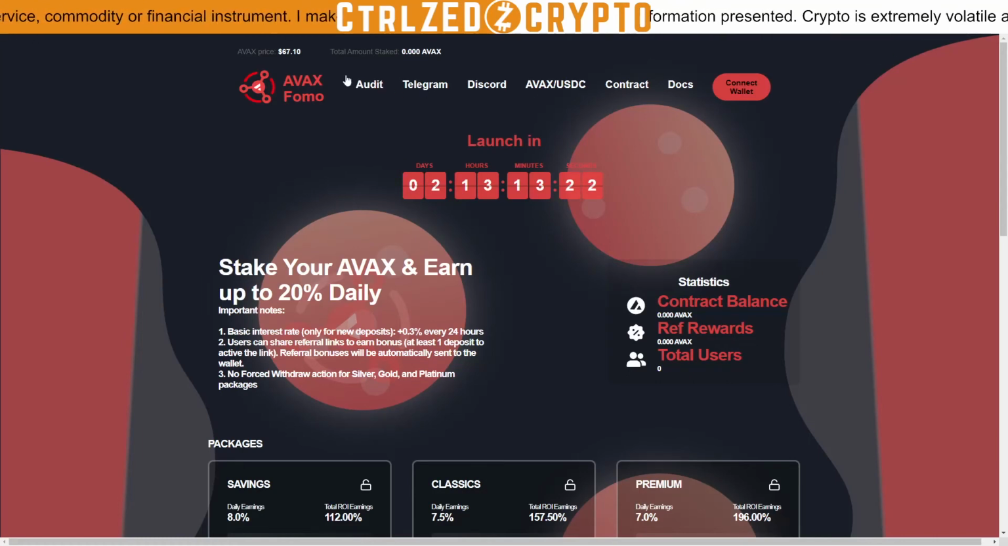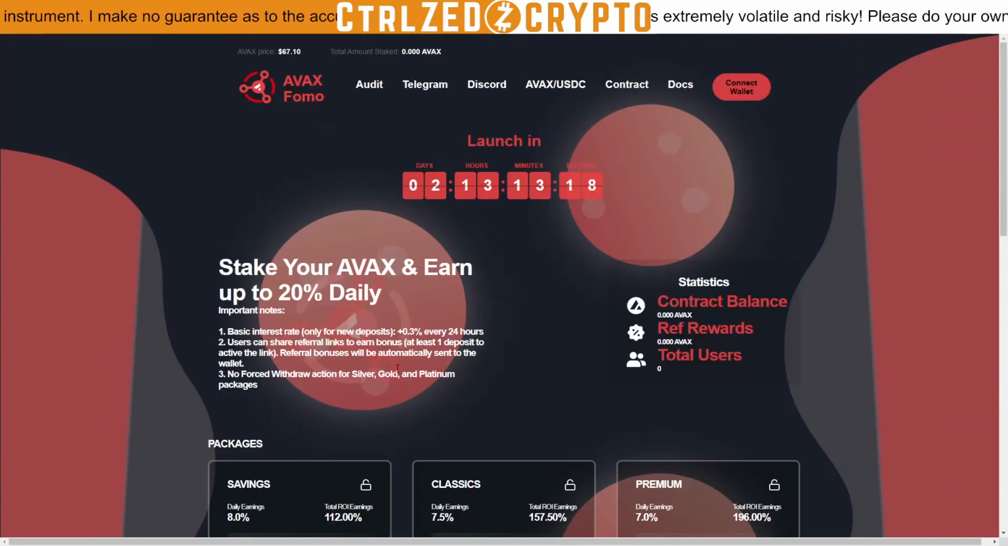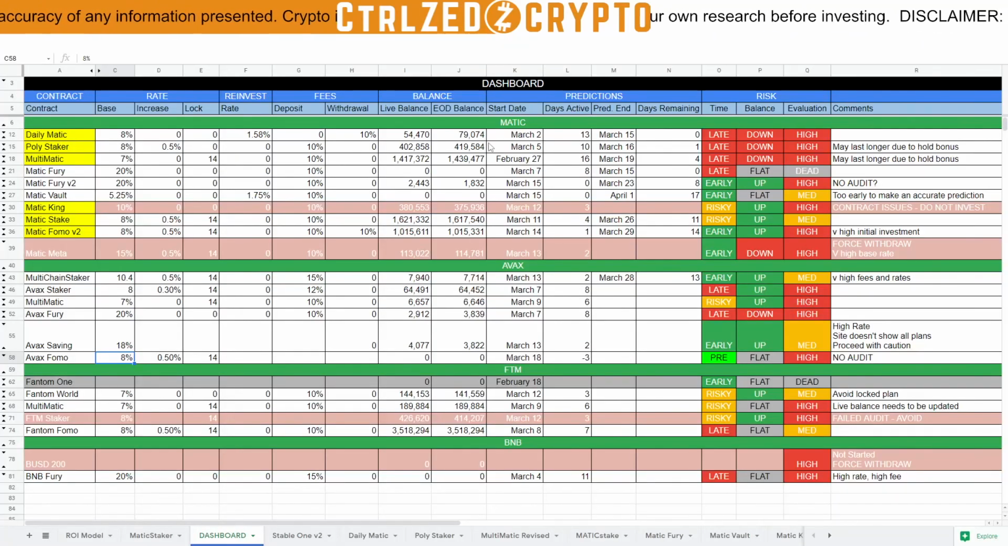If you click on that audit button, it does absolutely nothing. So you basically just take what they're telling you as what it does and hope that there's an audit on there before it launches. So I'll let you guys know in a future update if there is an audit and what I think about that. But at the moment, calling this a high risk because there's no audit.